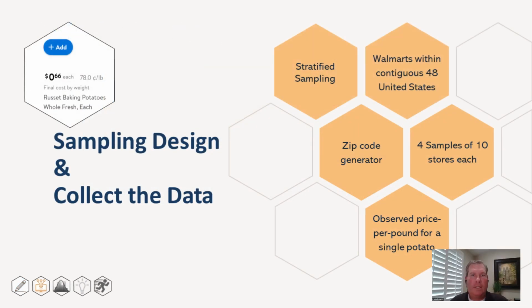We used stratified sampling to collect our data. The strata were geographical regions in the United States. Our SRS from each region was found using a random zip code generator.